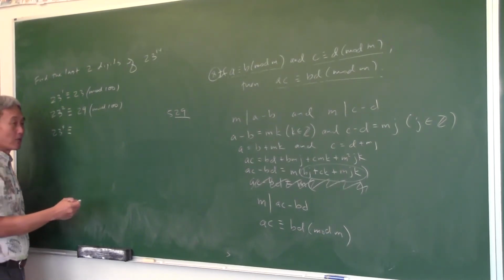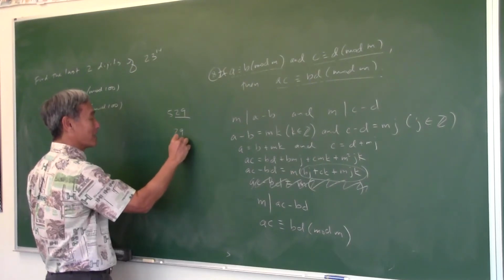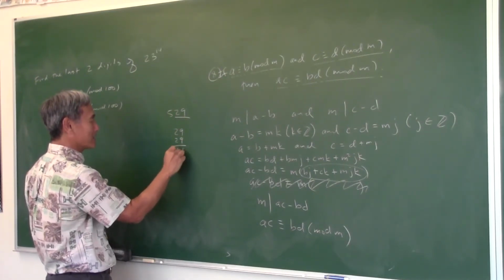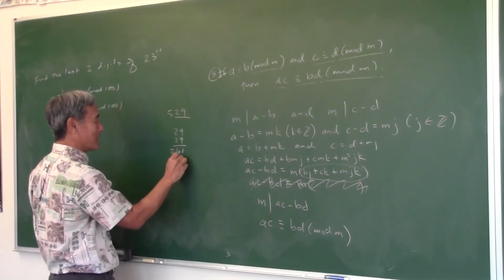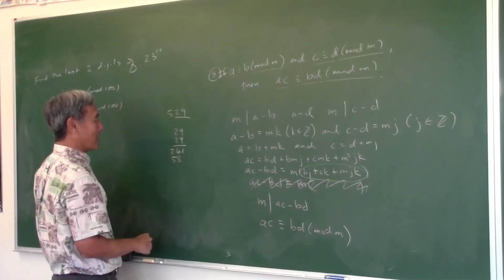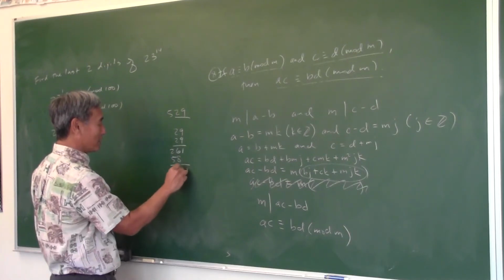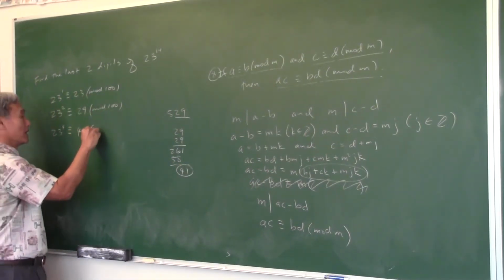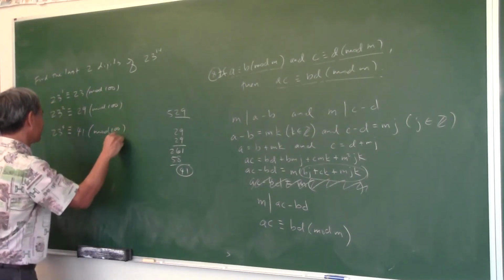Do we know what 29 squared is, or do we have to go on the side and do 29 times 29? 9 times 9 is 81, carry 8. 2 times 9 is 18, plus 8 is 26. I hope I'm doing this right. I better check that. It's 841. And we're only looking for the last two digits, so that would be 41 modulo 100.